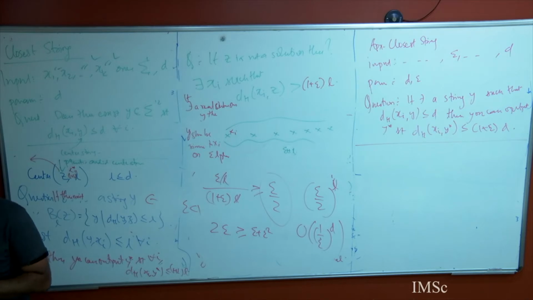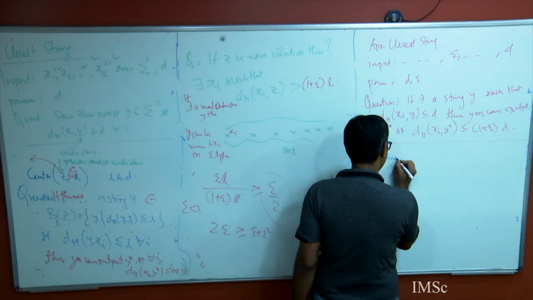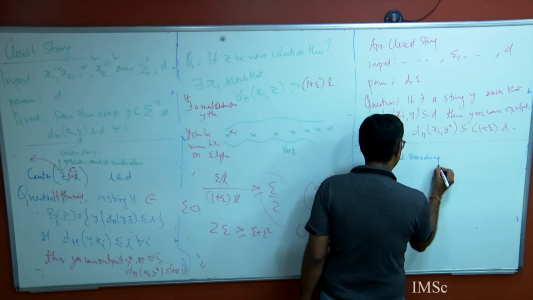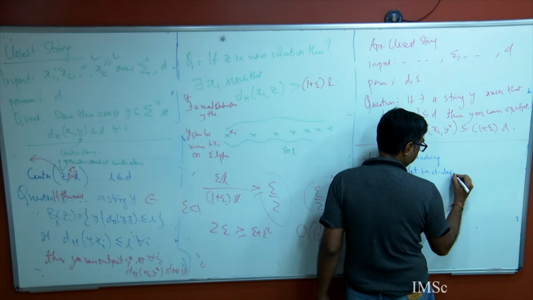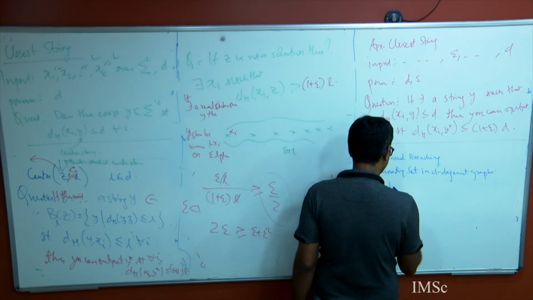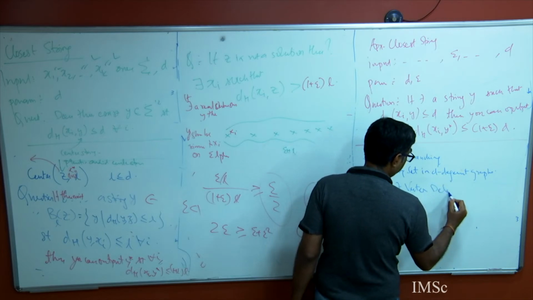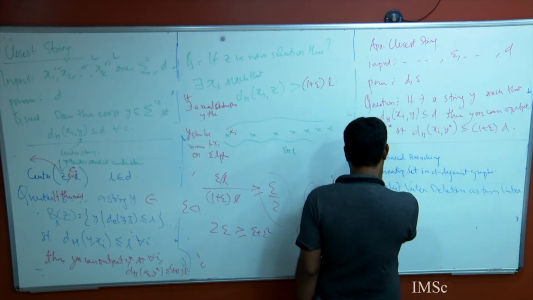So we managed to do closest string. What more I would like to teach, I don't know whether I will teach today or tomorrow, is LP based branching, dominating set in D-degenerate graphs, and split vertex deletion as fast as vertex cover. So these three things were on my agenda.